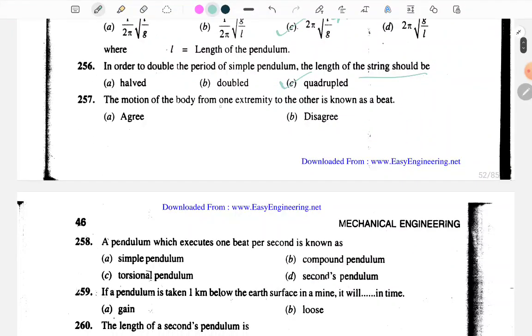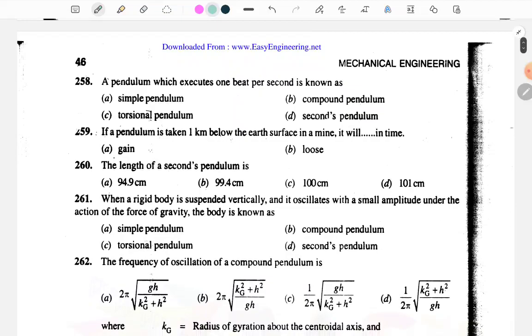The motion of a body from one extreme to the other is known as beat. Yes, it is moving till here, and from here it returns back, and it's coming here to here, traveling is called one beat. A pendulum which executes 1 beat per second is known as, that's everybody knows, that is correct, second pendulum.